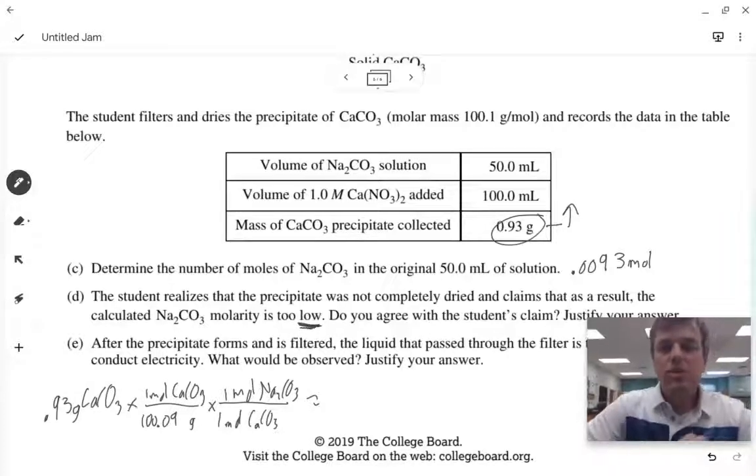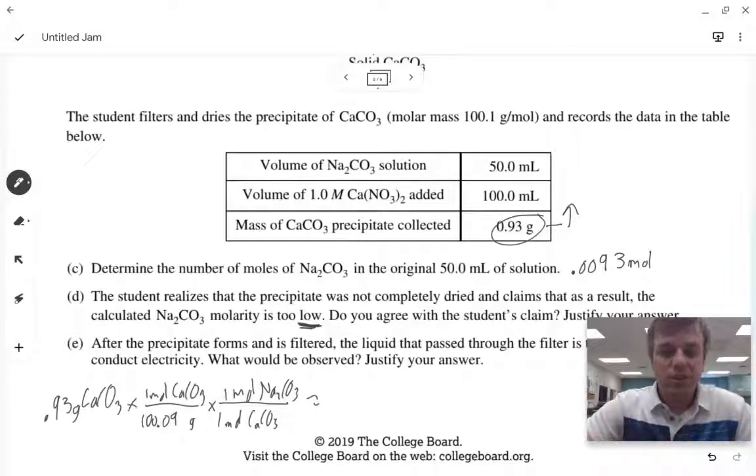You could actually plug in another number by saying if it were dried all the way, then the mass would be maybe 0.8 grams, and then do the math with that and get 0.008 moles divided by 50 milliliters and show how that would give you a result that is too small. How if it were dried, it would give you a smaller result, and since it's not dry, it gives you a larger result.